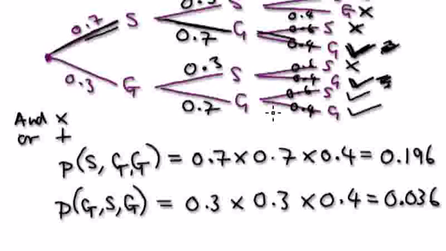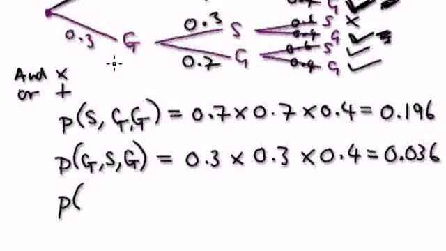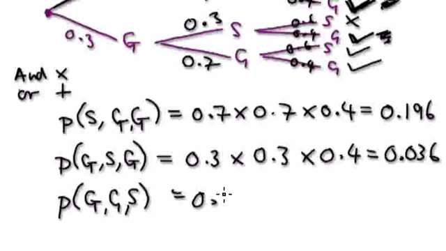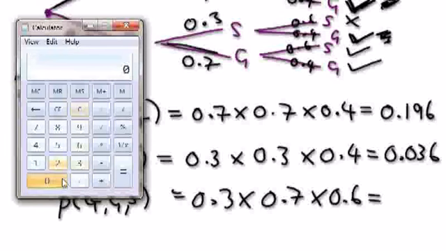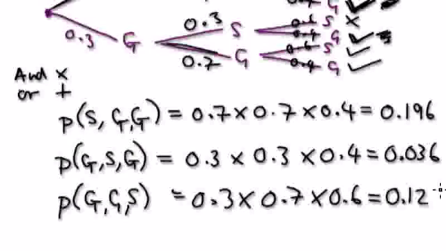So this one's done. Now we need go, go. So probability of, what is it? Go, go, stop. That's what we need. Go, go, stop. So this would be go here would be 0.3 times go here, which is 0.7, and then times stop. Stop here would be 0.6 equals, jump to a calculator, clear, 0.3 times 0.7 times 0.6 equals 0.126. Okay. So this one's done.